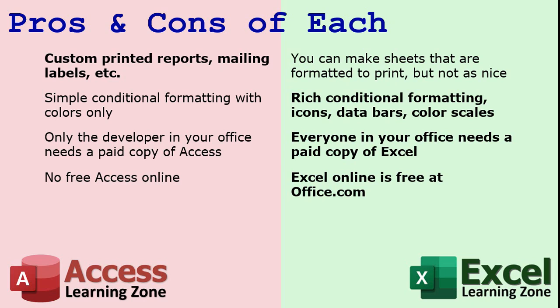Excel is much better with conditional formatting. You've got icons, data bars, color scales. That's where you go from one color to another one, like hot red to light green. Access has real simple conditional formatting with basic colors. It's useful, but it's not as good as Excel. So if you're looking for data visualization, Excel is where you want to be.